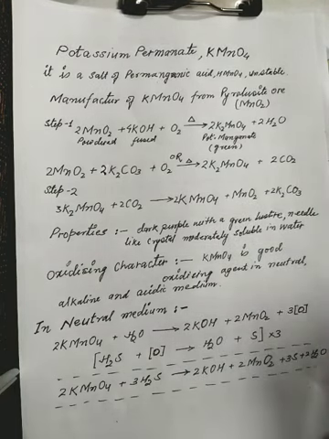Now, properties. Potassium permanganate is dark purple with green luster, needle-like crystal, which is moderately soluble in water. So it looks like a needle-like crystal with dark purple color and green luster. You know that potassium permanganate is used to purify water also, in very little quantity. It is moderately soluble in water, so very little quantity is required. When dissolved in water, it looks pink.